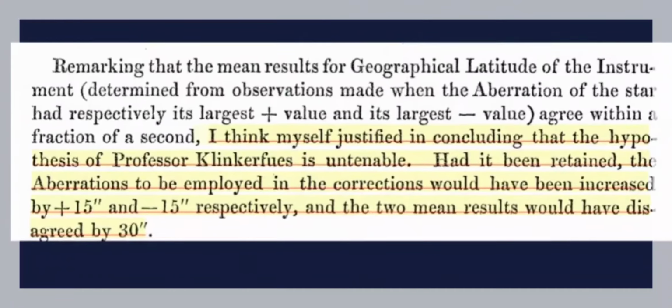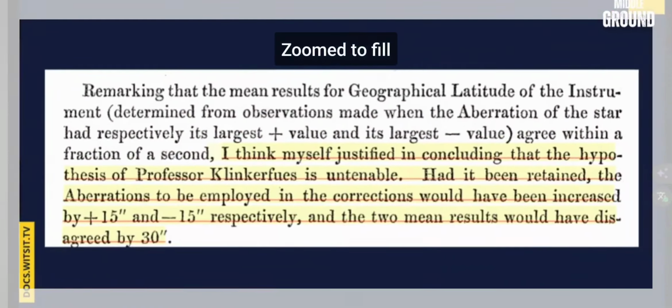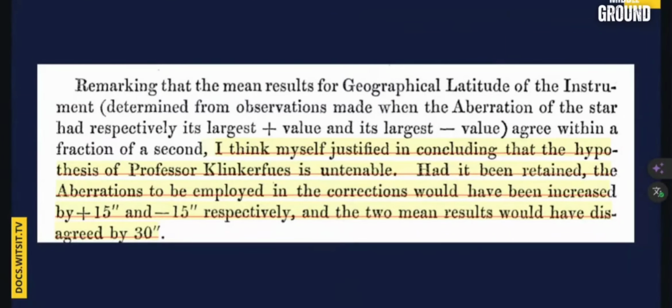So here's an actual screenshot from the paper itself, from Airy, directly under the charts. And if you go to docs.witsit.tv, I'll shortly have all of it uploaded, including the PDFs. So here we see, it says, "I think myself justified in concluding that the hypothesis of the professor is untenable. Had it been retained, the aberrations to be employed in the corrections would have been increased by plus 15 and minus 15 seconds, respectively, and the two mean results would have disagreed by 30 seconds." Okay, so that's the specific prediction that has to happen.